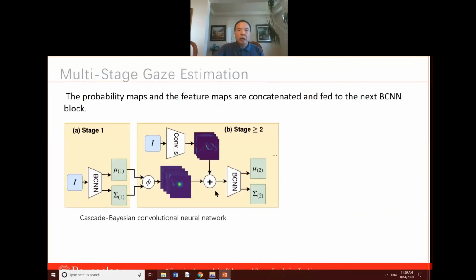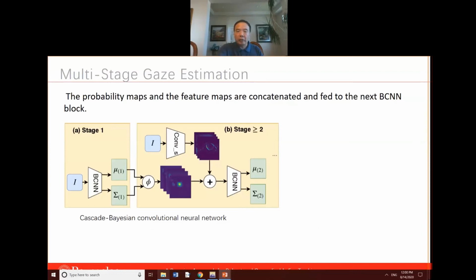We can also extend this to multi-stage. This is the first stage: the input image, and then the Bayesian convolution neural network, and the output is the mean and the covariance matrix of the estimated gaze. And then from here, we can generate the probability maps. The probability map will serve as one set of input for the second stage. In addition, in the second stage, we still have the eye image or face image, and through a convolution neural network, we can generate the feature maps. We combine the probability map with the feature map, and they serve as the input to the second stage of the Bayesian convolution neural network, which generates the gaze mean and the covariance matrix. The idea is that if we keep doing this, then we expect the estimated gaze will be improved progressively with smaller covariance matrix. That is what we call the cascade Bayesian convolution neural network.